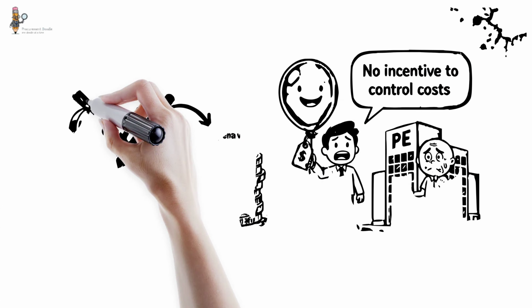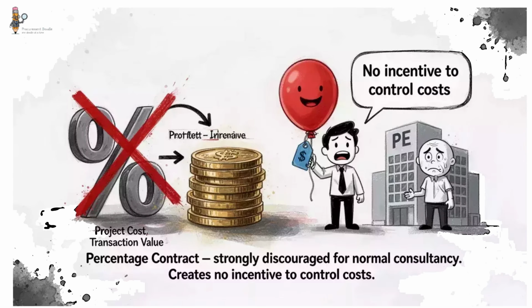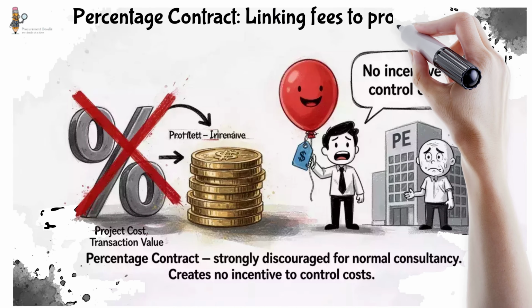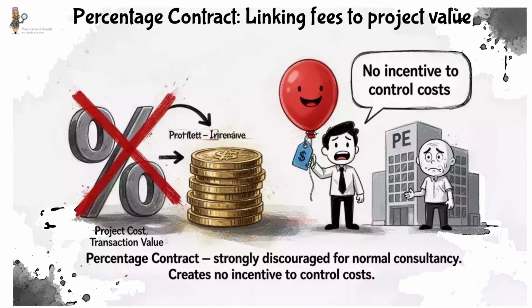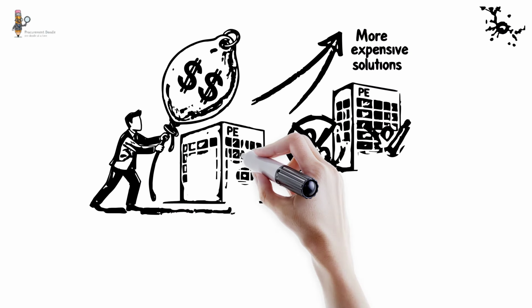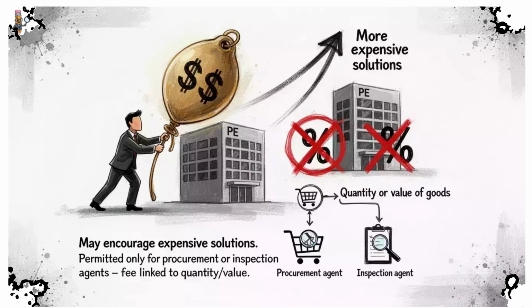4. Percentage contract, where the consultant is paid an agreed percentage of the project cost or transaction value. This type is strongly discouraged for normal consultancy services because it creates no incentive to control costs. In fact, it may encourage consultants to propose more expensive solutions. The guidelines permit percentage contracts only for procurement agents or inspection agents, where the fee is directly linked to the quantity or value of goods procured or inspected.